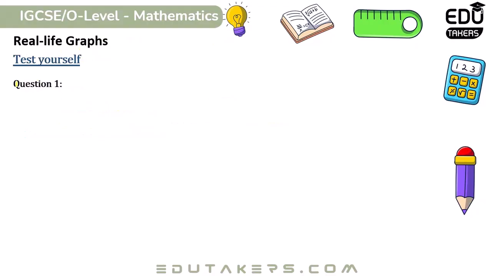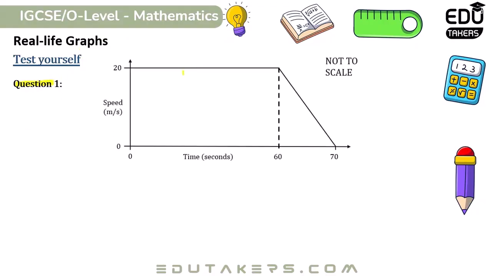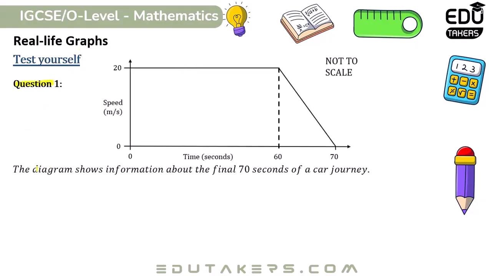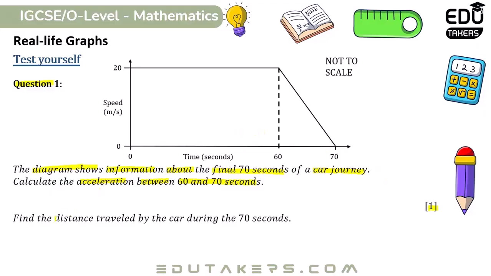Test yourself. Question number 1 is, the diagram shows information about the final 70 seconds of a car journey. Calculate the acceleration between 60 and 70 seconds. It's a 1 mark question. Find the distance traveled by the car during the 70 seconds. It's a 3 mark question.